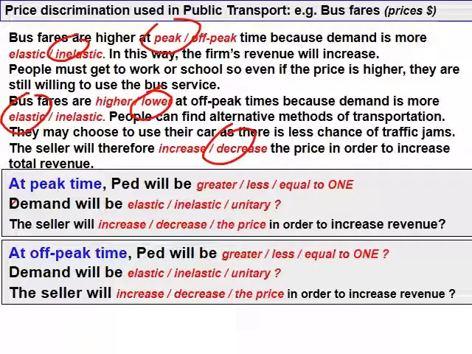So to summarize, at peak time, price elasticity of demand will be less than 1, therefore inelastic, and prices will increase. At off-peak time, price elasticity of demand will be greater than 1, because demand therefore is elastic, so sellers will decrease their prices in order to increase revenue.